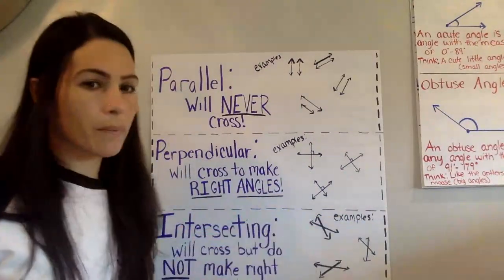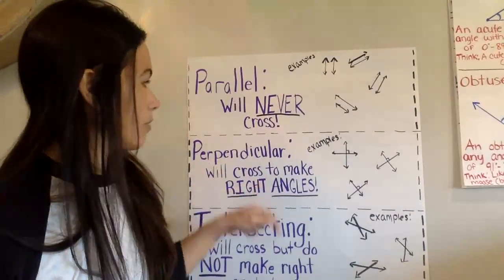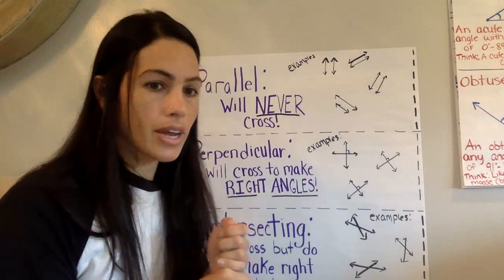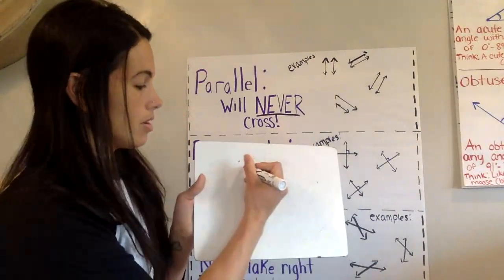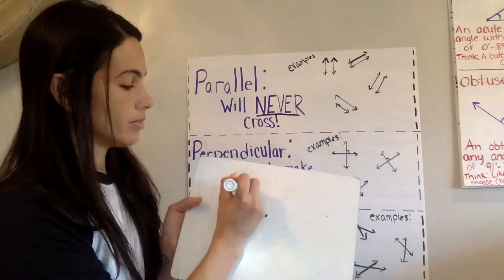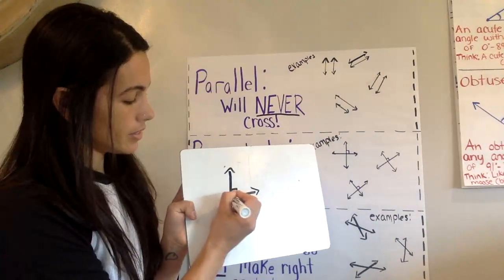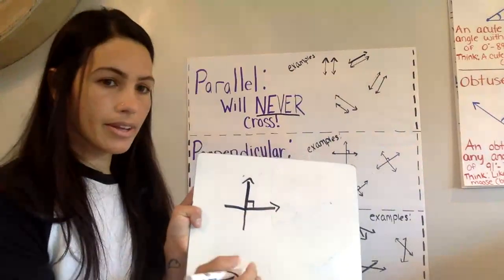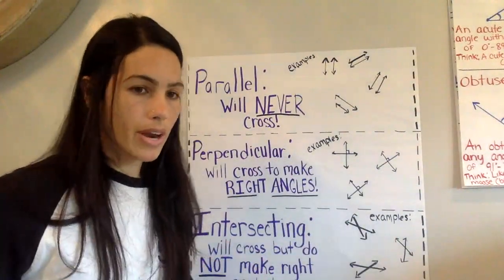Then we learned perpendicular, and that is when lines cross to make right angles. So basically just a right angle, think of the 90 degrees, think of the perfect square. If I had my right angle, and they were to keep going, to be perpendicular, okay? Think of right angle. They'll always cross to make a right angle.